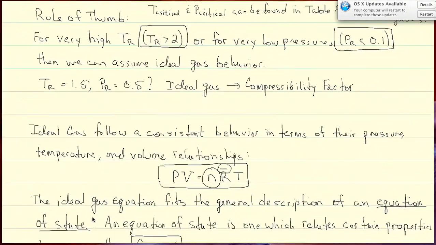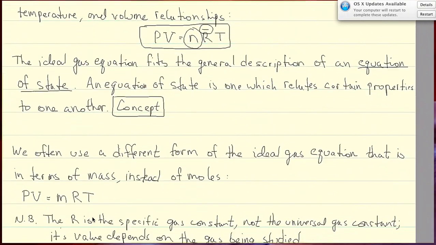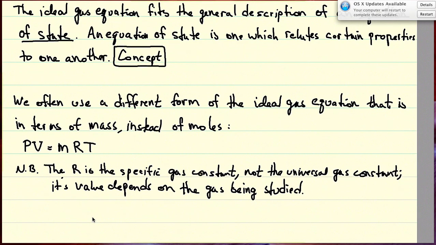And so now let me just return back down to here so that we can finish our discussion. The R value, the specific gas constant, not the universal gas constant, its value depends on the gas being studied. And like I said, we'll talk about where we can find it. In fact, it is table A1, so it's the same table. So I'll just go ahead and say that R values are listed in table A1.